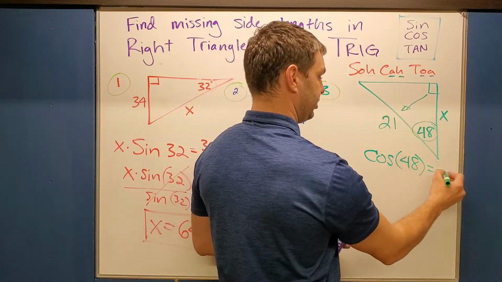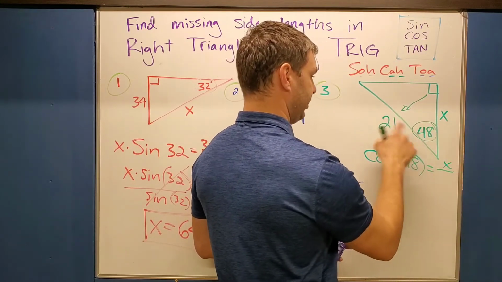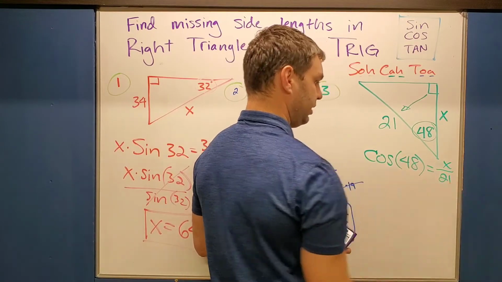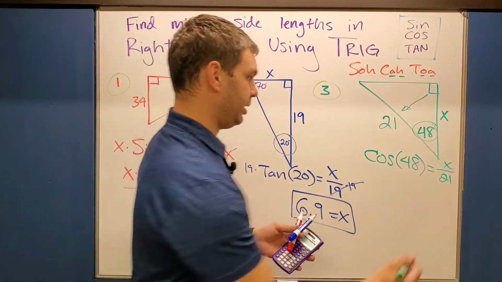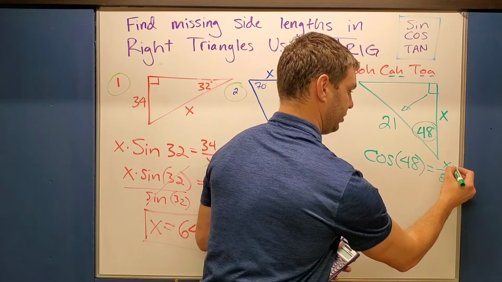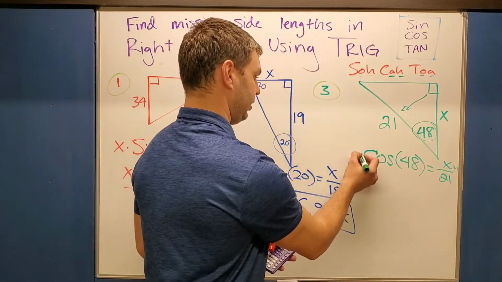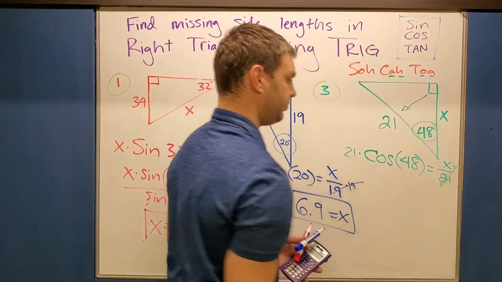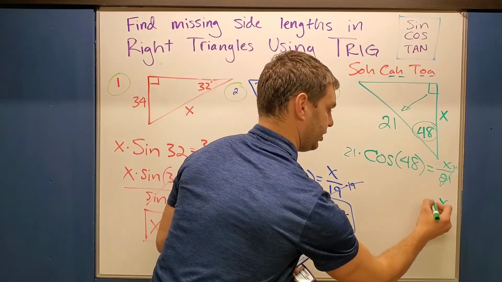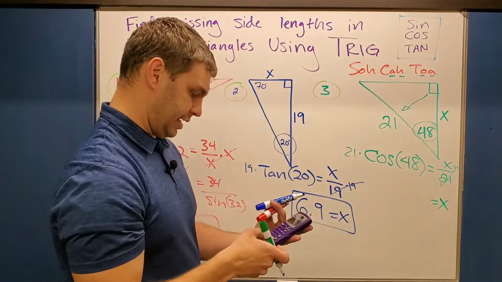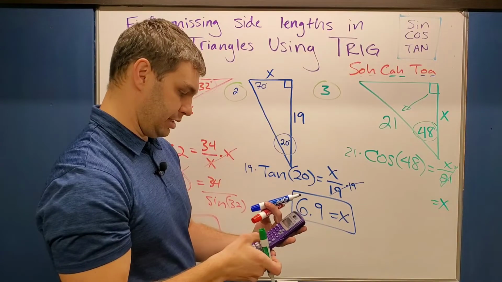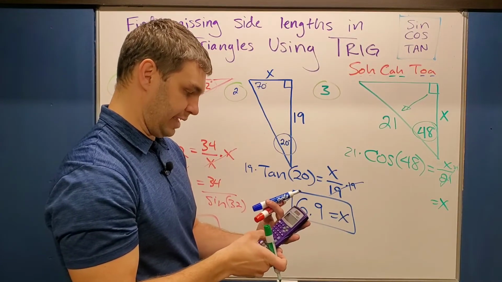So let's see, if I do cosine of my angle 48, again, it's written in the correct order, A over H, adjacent side x over the hypotenuse 21. On this one, I kind of run out of room there, but I'm going to multiply both sides by 21. Going to sneak it in there in the corner so that those will cancel. Again, leaving me with just x on that right side. On the left side, type it in just like it looks, 21 times cosine of 48.